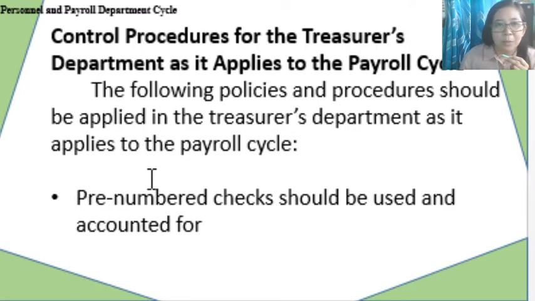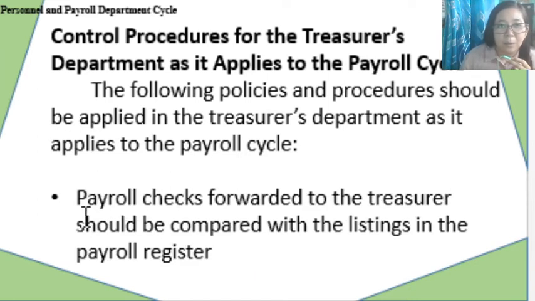Okay, so here are the following policies and procedures that they can apply for this department, which applies to the payroll cycle. First, pre-numbered checks should be used and accounted for. So again, the entity may use checks in paying for the salaries and wages of their employees. That is to control the disbursement of cash, and also to avoid theft of cash. So that's why it's pre-numbered and through the use of checks.